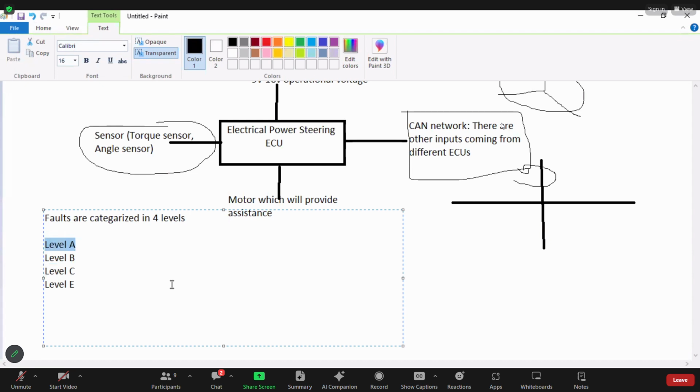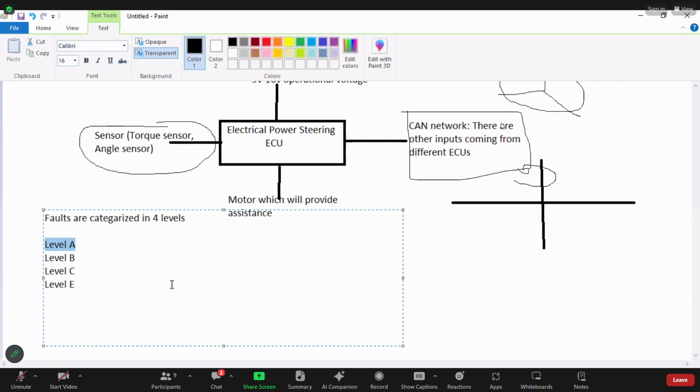Others understanding now? So based on the criticality, faults are categorized in 4 levels. See, that depends on the project. Some projects will not follow this level categorization of faults. Some projects they follow: they will categorize A level, B level, C level, and E level faults. So out of the 400 to 500, 600 faults I mentioned, those faults will be categorized.